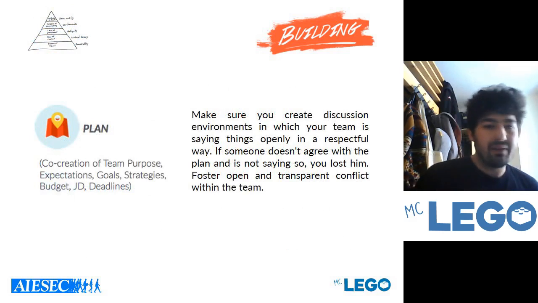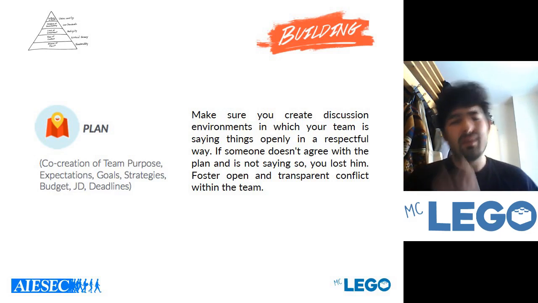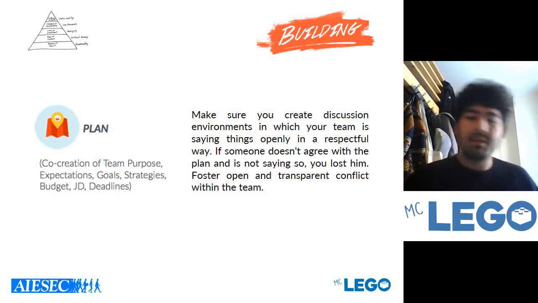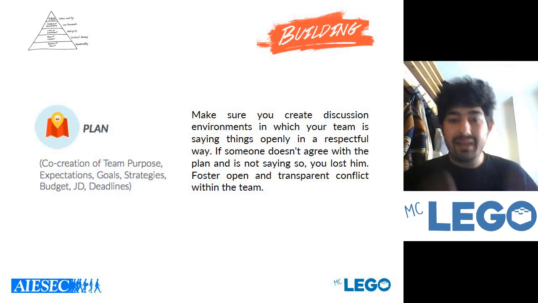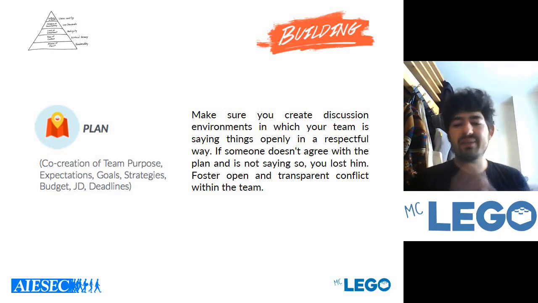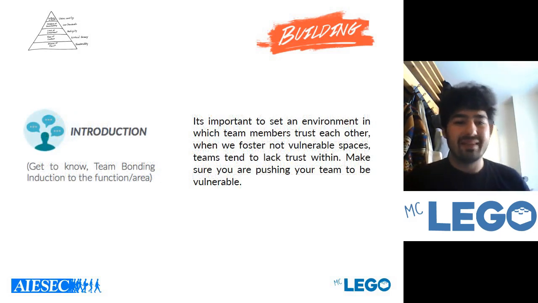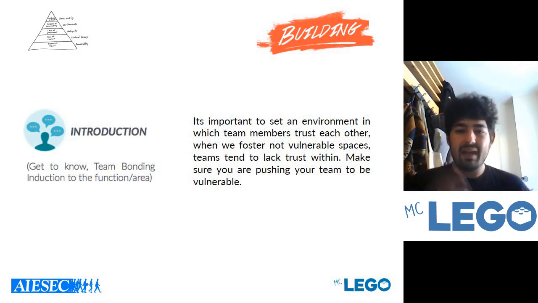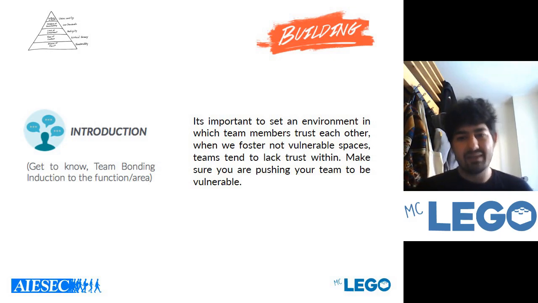But also in the building phase, it's very important to create a discussion environment, an environment in which the team is openly saying what they think, what they want to achieve, what they want to strive for. If somebody doesn't agree, you have them openly discuss it so they can actually buy in, which is something very essential for overcoming the dysfunctions, if you remember. Still in the building phase, it's also important to set an environment in which team members can trust each other, where they have spaces where they feel vulnerable, feel open, and build trust in themselves, in their teammates, and in the team itself.